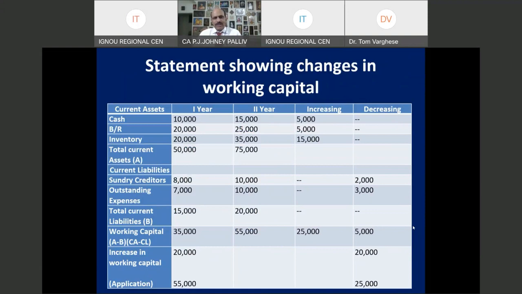We have a statement of changes in working capital. We have current assets. We have taken the current assets are short-term assets, cash, receivables, inventory, year 1, 50,000, year 2, 75,000. You can see increase or decrease in the fourth column. So first year 10, second year 15, difference is 5,000. 20, 25, 5,000. 20, 35, 15,000. That's just for your information. Therefore, let us consider the total current assets, year 1, 50,000, year 2, 75,000.